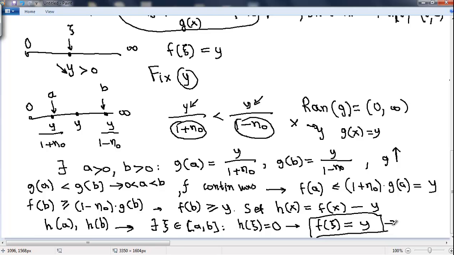Yeah, but it means from the definition of range that the range of f is 0 to infinity. This proves completely the question.